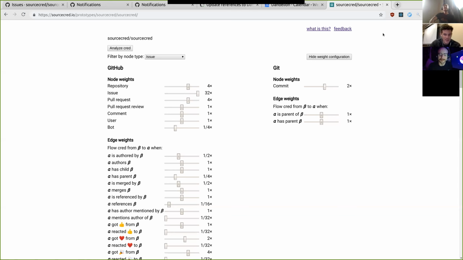So right now we don't have a way to express negative cred. It's not clear exactly in the PageRank algorithm. The PageRank algorithm assigns a probability distribution over the nodes, and probability distributions don't have negative terms. So I think that to get really negative cred, we would need to be doing something that's fundamentally different.